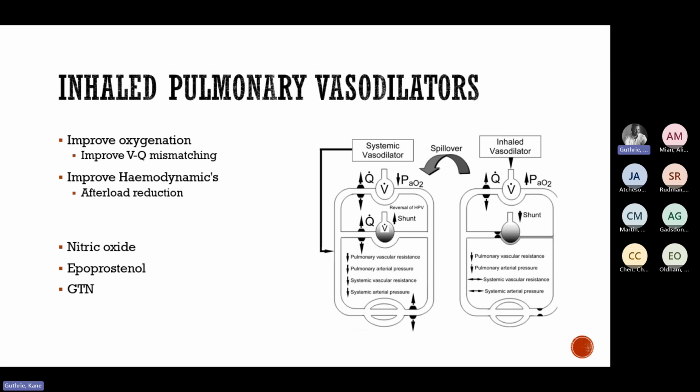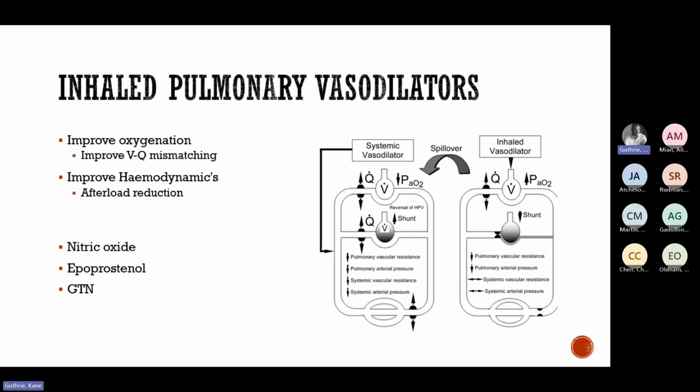Inhaled pulmonary vasodilators actually improve the VQ mismatching, okay, and they help with the afterload reduction. Up in ICU, they have drugs like nitric oxide, which is in a big blue bottle that they can use at the bedside, and they use this a lot in cardiac surgery. It's a bit harder for us to get down here. There's also epoprostenol that they can use up there. We don't stock it down here, and it's a bit hard to get.